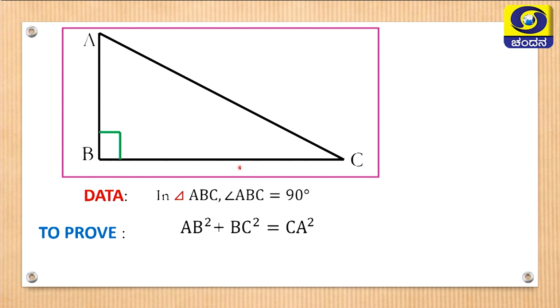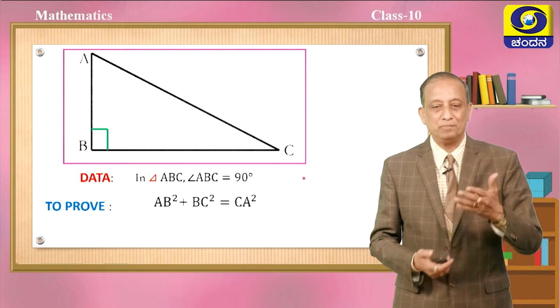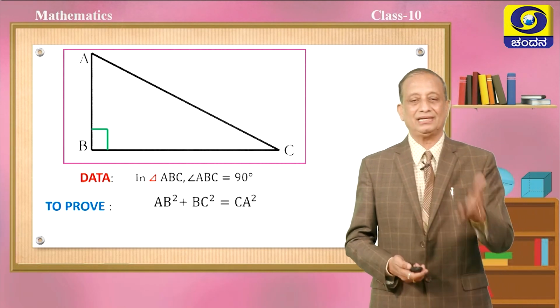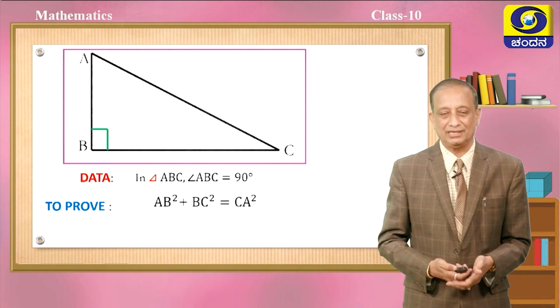What do you mean by AB square, children? AB into AB. Why AB into AB? You know that area of a square is length into length. Therefore, AB into AB is equal to AB square, which means the area of the square on AB, plus BC into BC, which is BC square, is exactly equal to CA square, children.